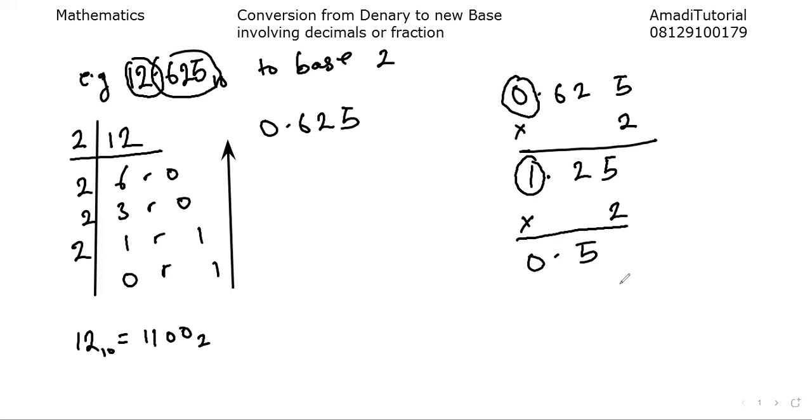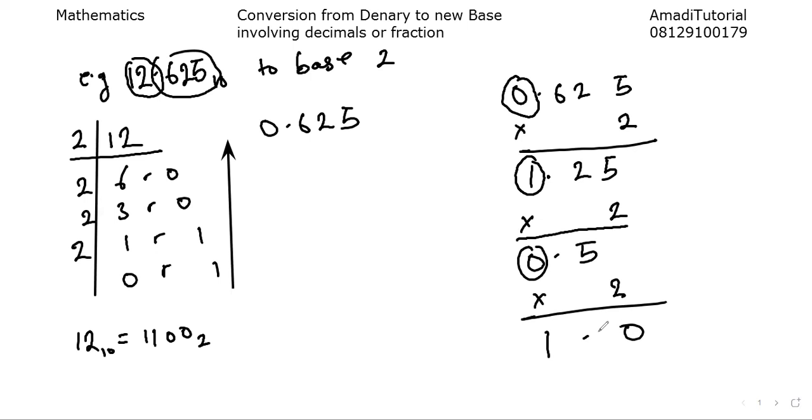So you do again, circle it, and multiply by 2 again. This time you do 2 times 0.5, which is still the decimal part. 2 times 0.5 will give you 1.0.